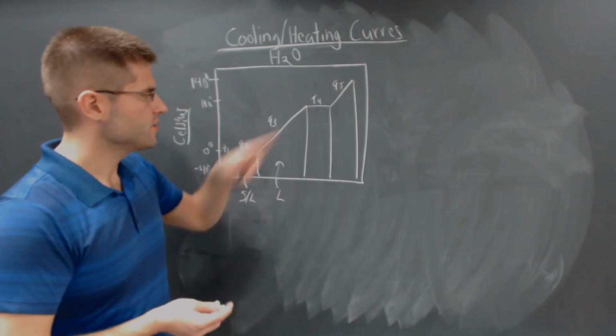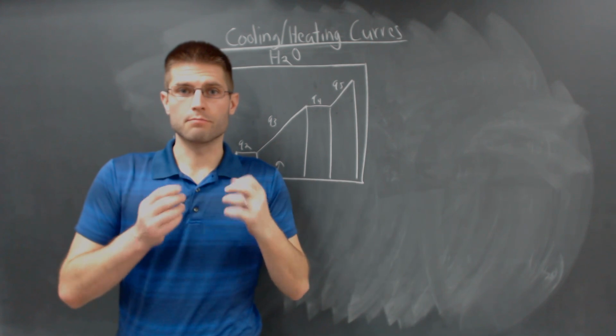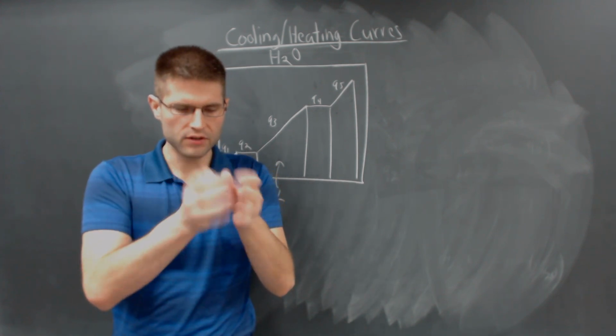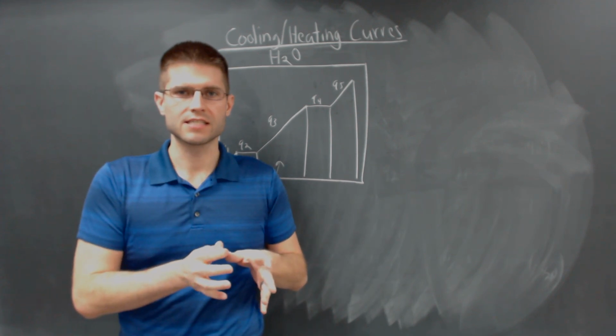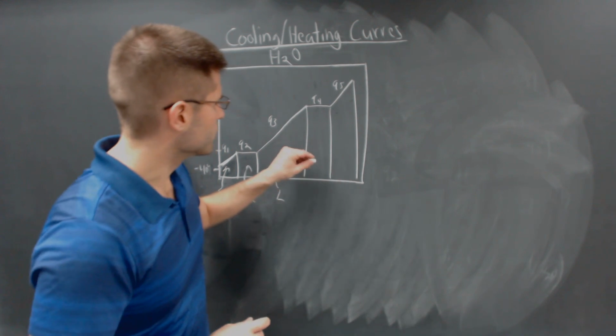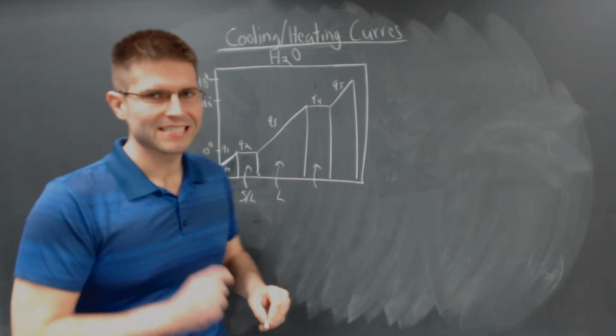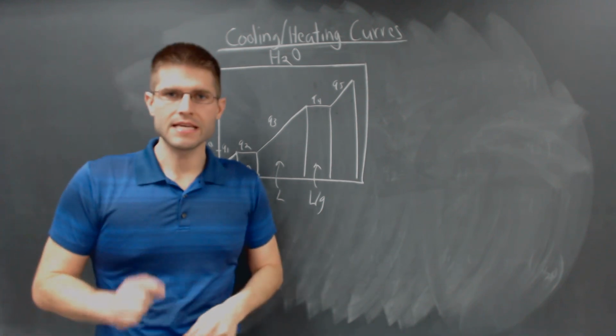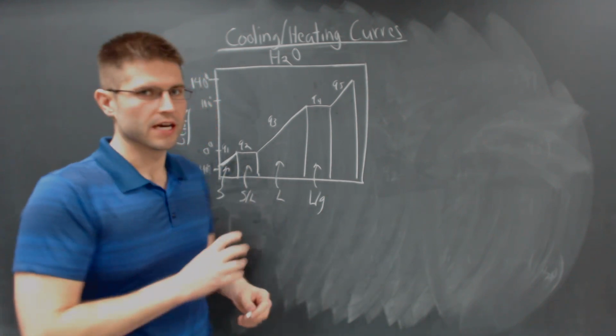But once we get up to 100 degrees Celsius and we start to boil the water, the temperature doesn't change anymore. Even though we're adding more and more energy into the system, the temperature of the boiling water does not change. The reason for that is because this is a mixed system. This is now liquid and gas. In mixed systems, your temperature does not change.